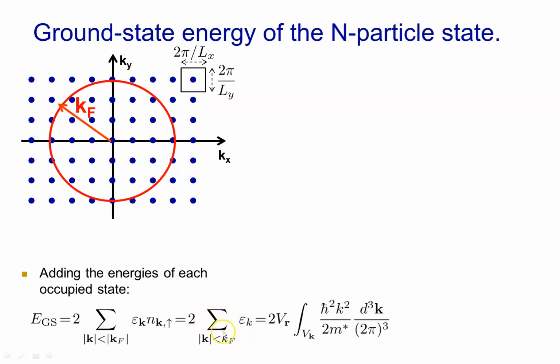Now we do the trick of converting this sum into an integral. So the sum is VR times the integral of d3k over (2 pi)^3, and in here this is the energy in terms of k. So we have to do this integral in a sphere of volume Vk. So let's go to the blackboard and do just that.